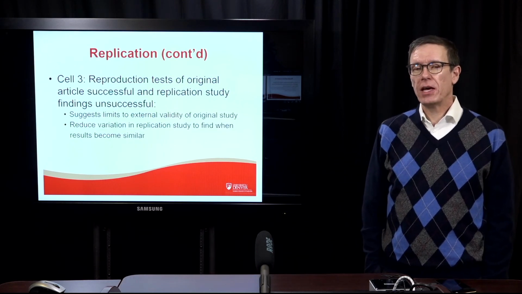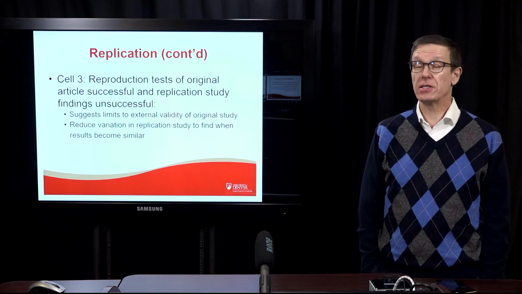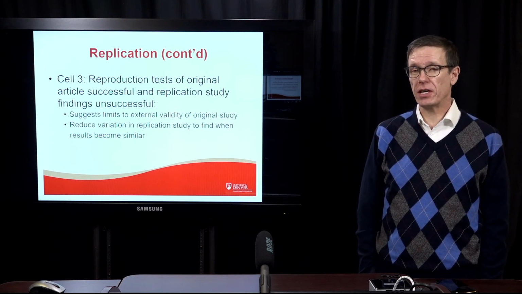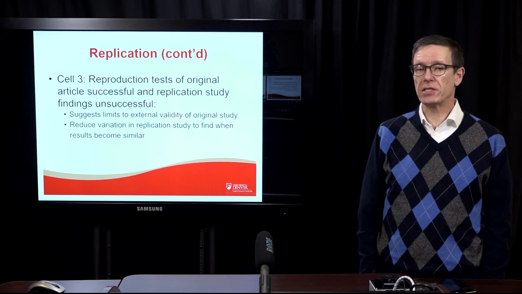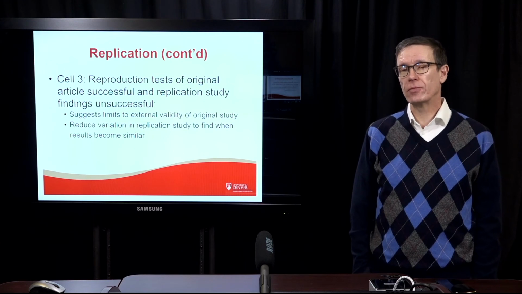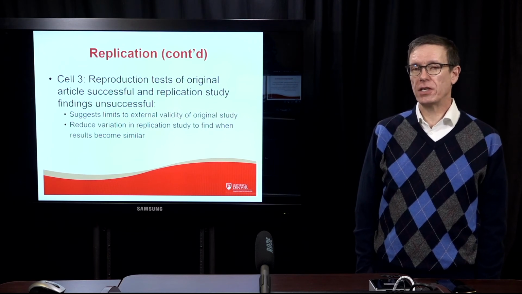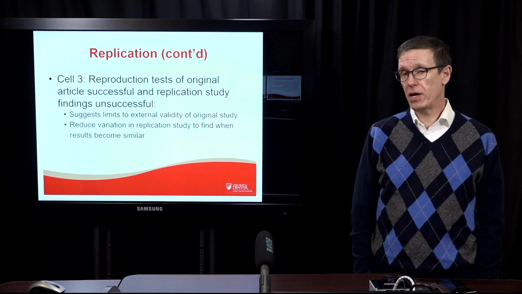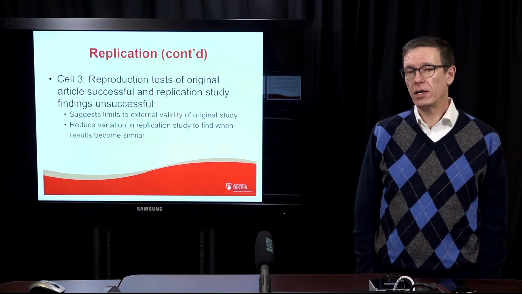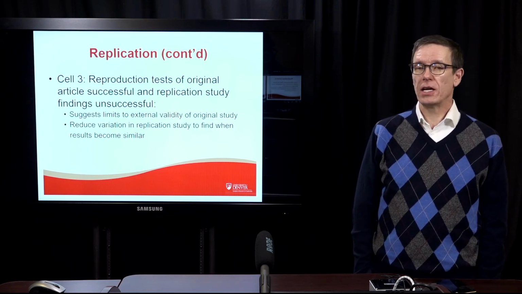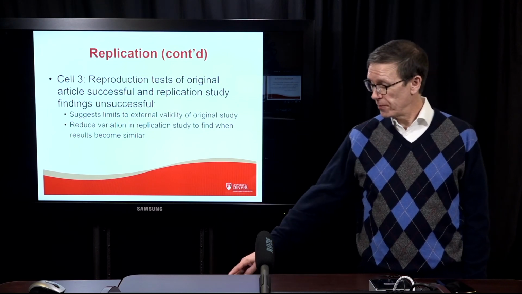In cell 3, we are able to reproduce the original article, but the replication was unsuccessful. This is an interesting result for us because we know the original study findings are robust, and the fact the replication was unsuccessful suggests there are limits to the external validity of the original study, an important finding. From this point, what we may then do is look to reduce variation in the replication study with respect to its methodology, perhaps its measures, its analyses, even its sample, to see if we can locate a point where the findings of the replication and the reproduced study become equal. That would be important information for us to know.